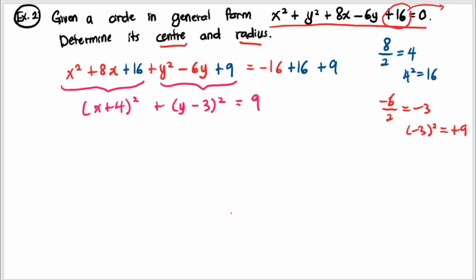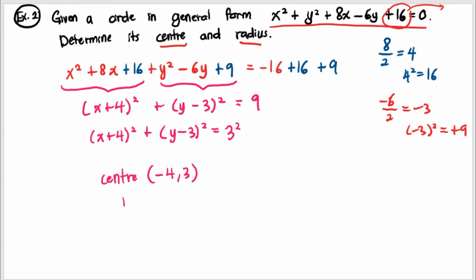So this is the standard form of the circle, but you better write 9 as 3 squared, so that you know that the radius is actually 3. So (y minus 3) squared, and this is actually 3 squared. So we already know the center of the circle is given by (negative 4, 3), and its radius is a positive 3. So this is the answer for this part.